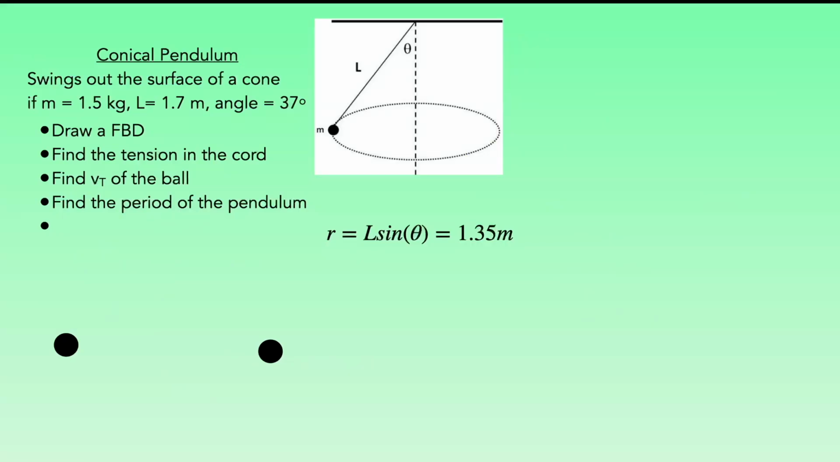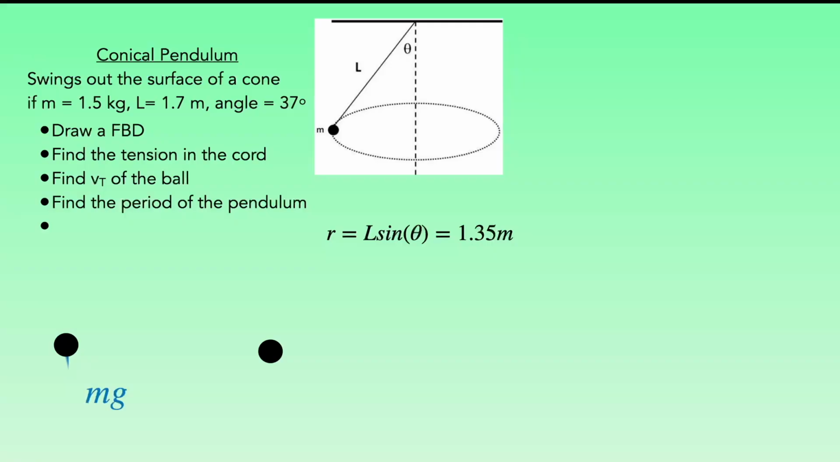Conical pendulum comes up occasionally. It swings out the surface of a cone. So you think of somebody doing a lariat upside down, something like that. This conical pendulum, the pendulum bob is going around in a circle as it's attached to a string of length L. What's a little weird here is that theta. We usually have theta angle from horizontal. Here it's from vertical, so you got to be a little careful.